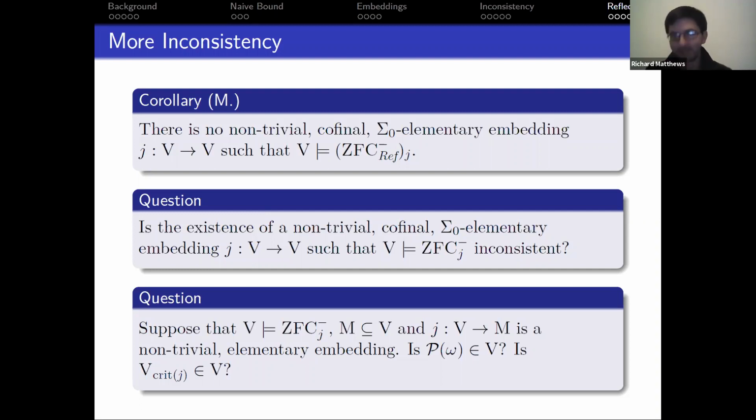Okay, I see. Yeah, I will think about that too. That's really interesting. Yeah. Because it would be quite cute if you can have a critical cardinal and the power set of omega is a proper class. Yes.